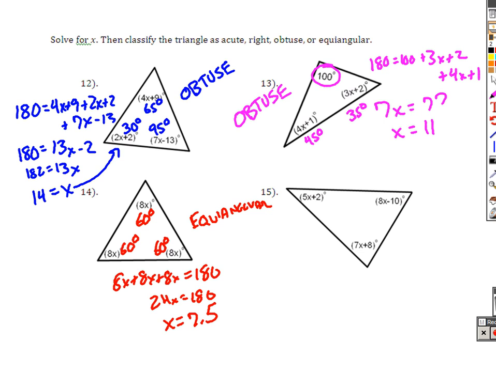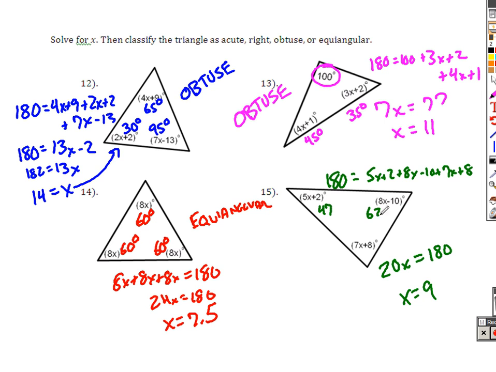Okay, last one over here. We're going to add them all up again. You had 5x plus 2 plus 8x minus 10 plus 7x plus 8, and all that is equal to 180. Simplify it, all the units go away. You're going to end up with 20x equals 180, x equals 9. When you plug back in, you should get 47, 62, and 71 degrees. So this one should be an acute triangle.